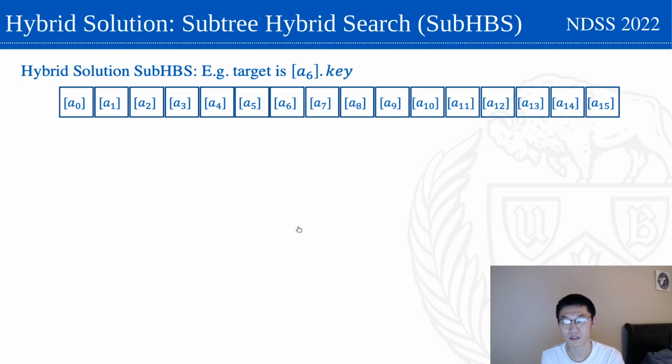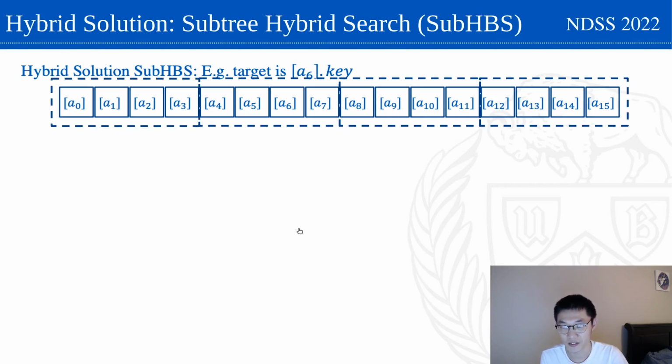In this solution, we notice that when we do the search, we don't need to search directly on the entire array. Instead, we can first do a brief search to narrow down the range of the target. What we can do is split the entire array into several subtrees or sub-arrays. So the target is located in the second subtree, and we want to select out the second subtree.